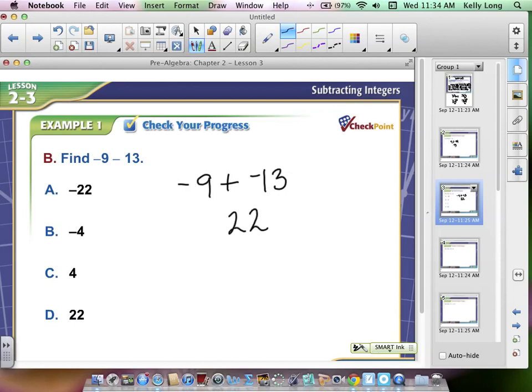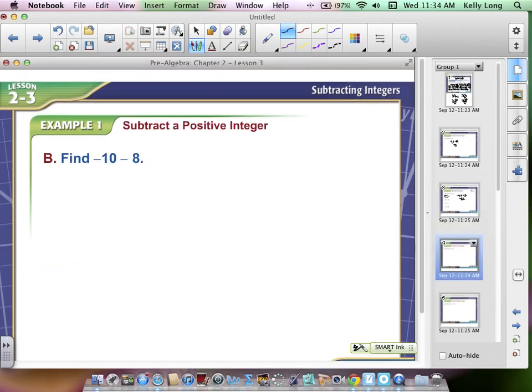And I'm going to keep my sign, so my answer would be A, negative 22. Okay, look at the next one. Subtracting again. Negative 10 minus 8, so that's going to become negative 10 plus, changing the sign of that second number, negative 8. Adding with like signs, so I add and keep the signs. Negative 18. Okay, we're getting it?